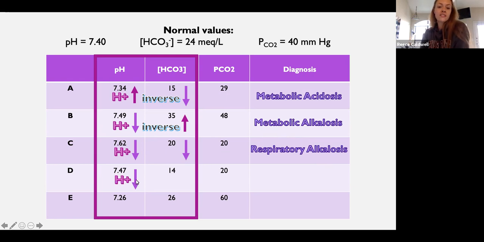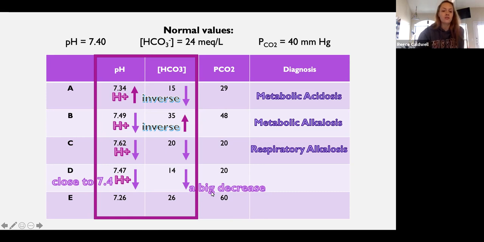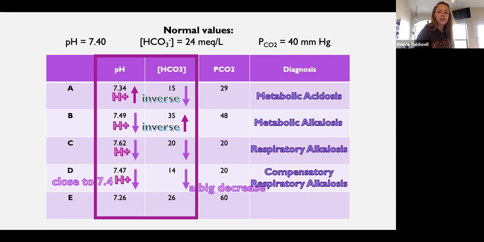D, we have a decrease in hydrogen ions and a decrease in bicarbonate stores. So again, we have that equal relationship telling us that it's going to be a respiratory issue. However, there's something to note about this one. The pH is super close to 7.4, which is our normal. However, that bicarb store had a very big decrease. So we had a huge decrease in that bicarbonate store. And whenever we have such a major decrease, we call that compensatory respiratory alkalosis.